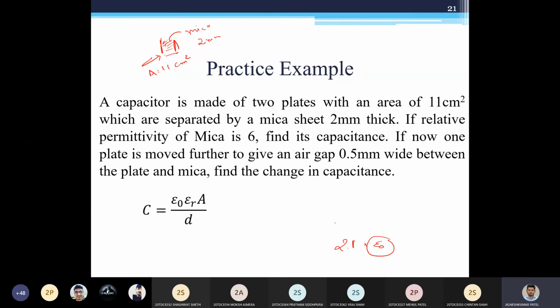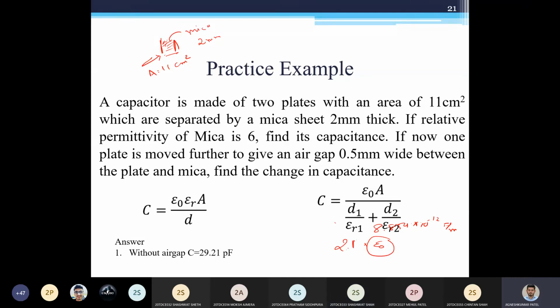What is the value of this? The value of this is 8.854 into 10 to minus 12 farad per meter. We know this value, so you can directly use it and get a simplified answer. Without the air, my answer would be 29.21 picofarad, and with the air gap, the answer would change to 11.6 picofarad.